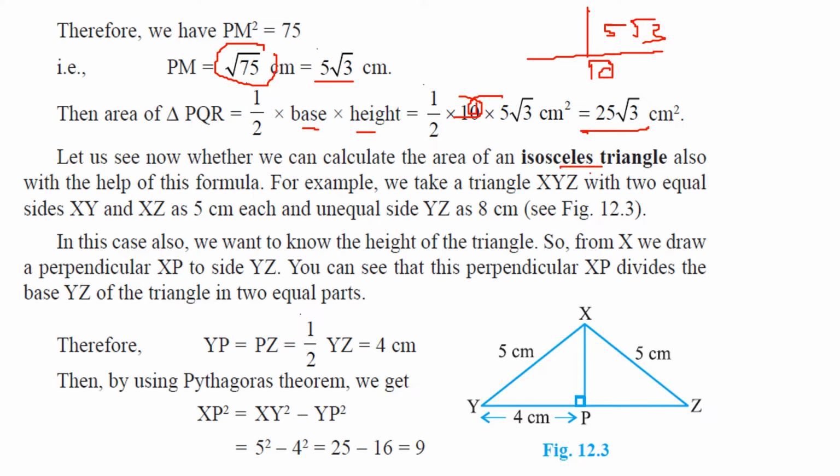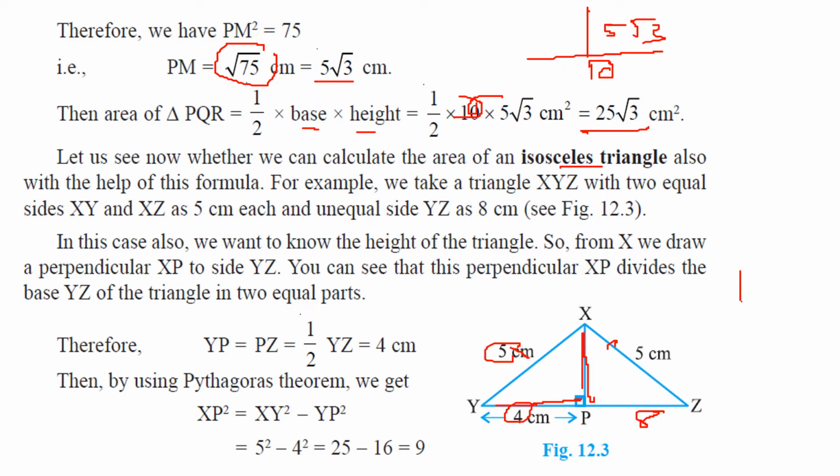When you have an isosceles triangle, what are you going to do? In an isosceles triangle, you have two sides equal. See, these are the two equal sides. When you draw the perpendicular here, and this side is say 8, two sides are equal, one side is 8. So this will be 4. So again 5 square minus 4 square will be the height.